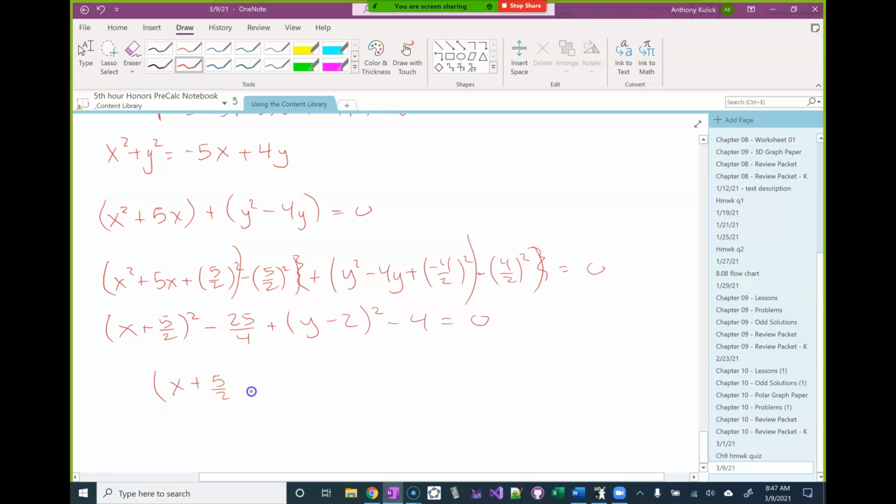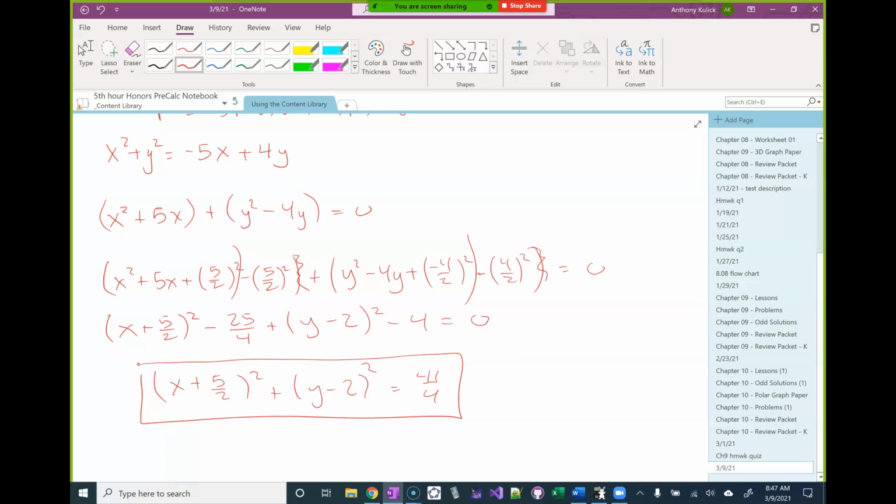So what we're looking at here is a circle whose center appears to be -2.5, comma 2, and whose radius is between 6 and 7. No, like between 2 and 3. No, a little bit bigger than 3. Right, 41 over 4 is a little over 10. 10 is a little bit more than 9. 9 is 3 squared.